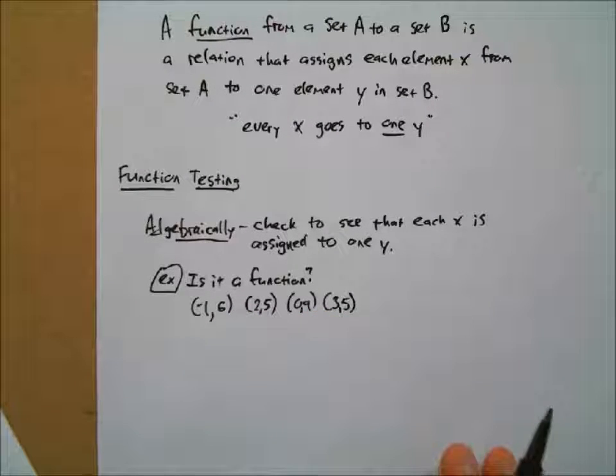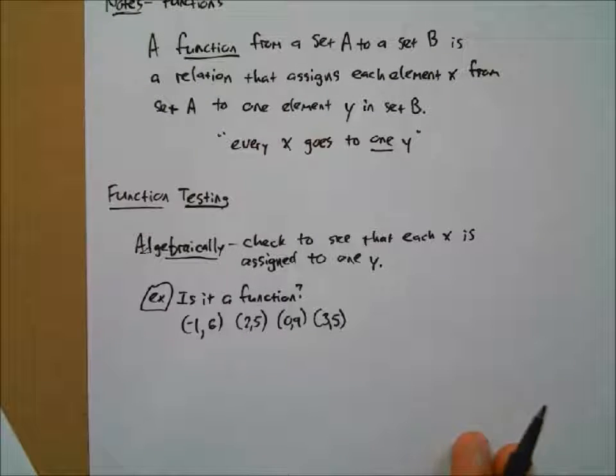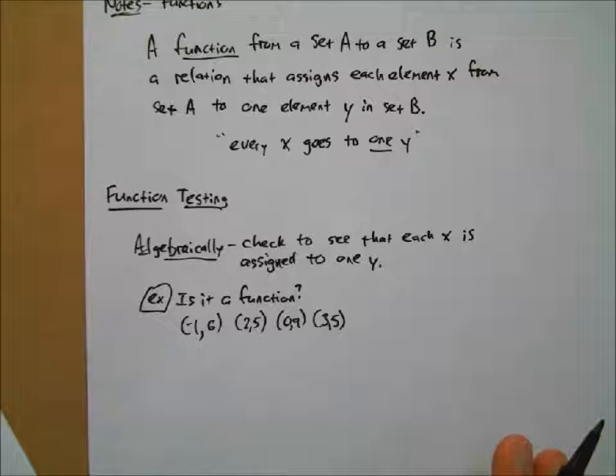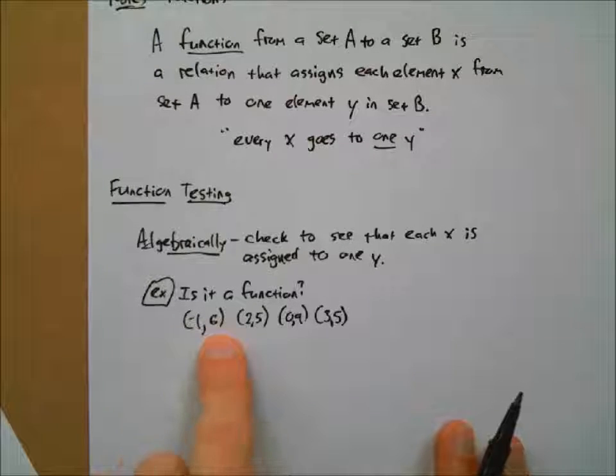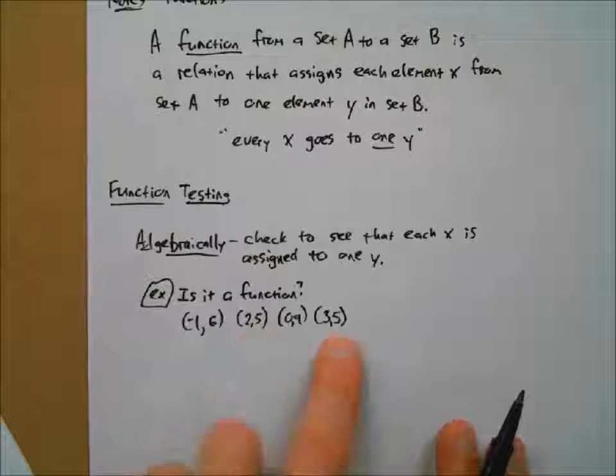Again, does this demonstrate a function? Does every x value go to one y value? Yeah, so -1 goes to 6, 2 goes to 5, 0 goes to 9, 3 goes to 5. Is it okay that 2 goes to 5 and then 3 goes to 5?